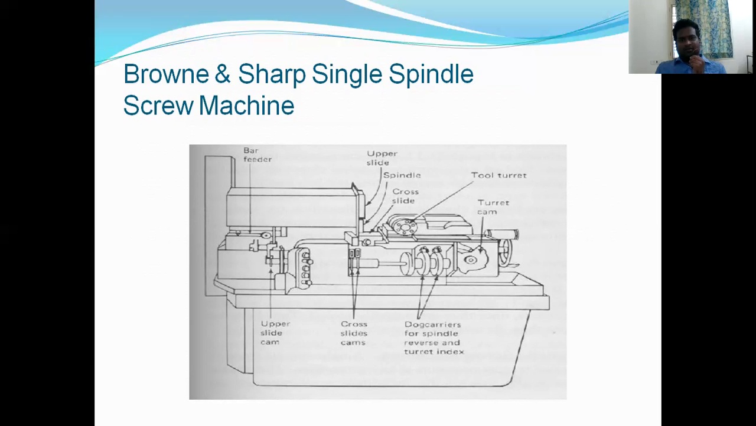Bar feeder, upper slide cam, upper slide spindle, cross slide cam, the dogs represent the Brown and Sharpe single spindle screw machines. We can observe in the figure itself, right? So observe the diagram carefully.